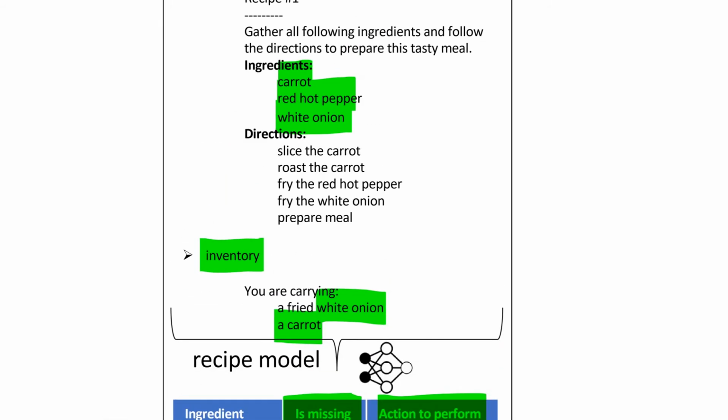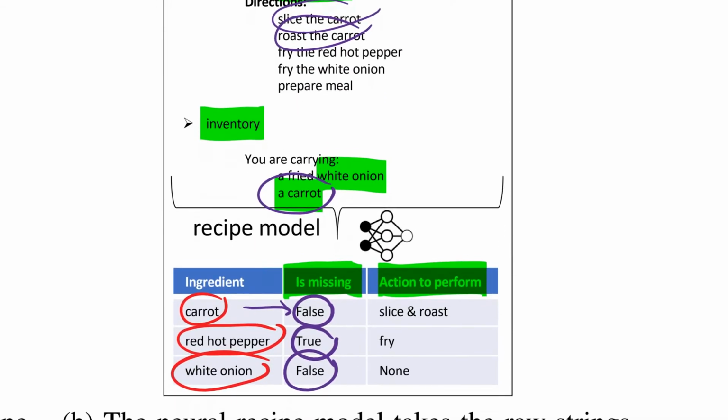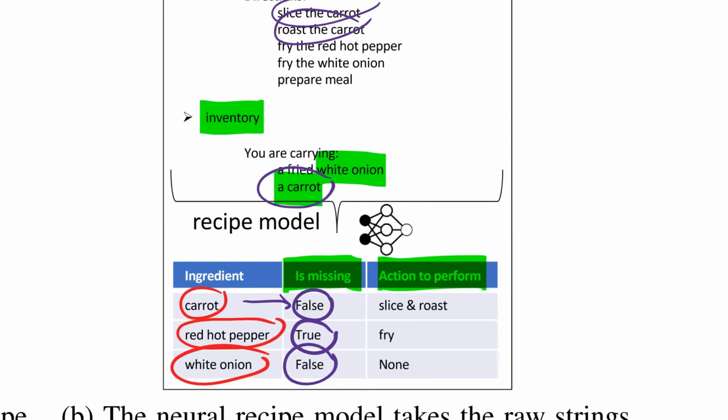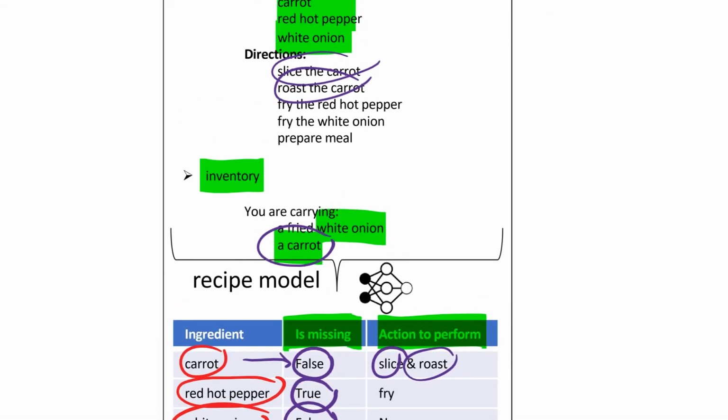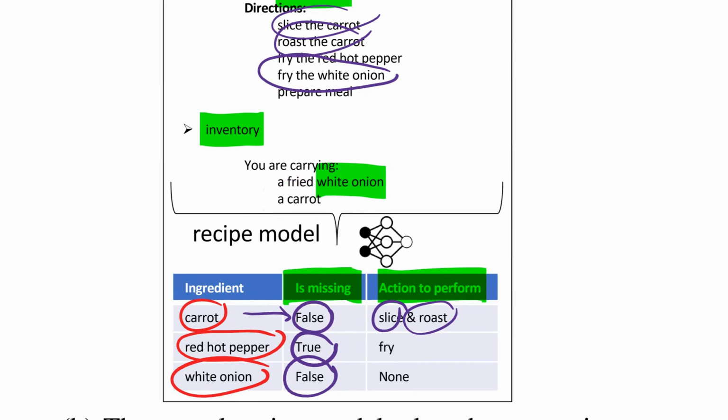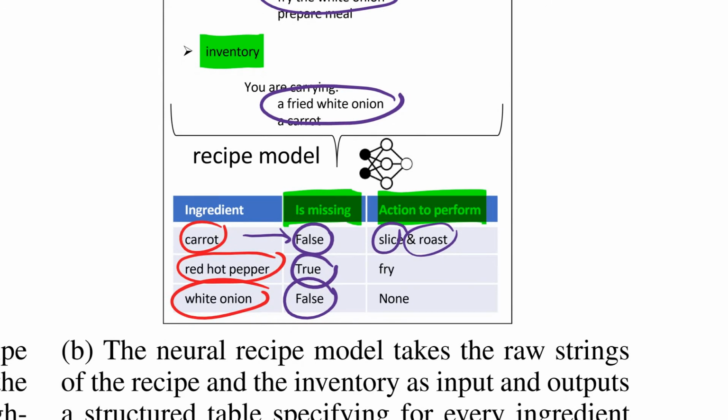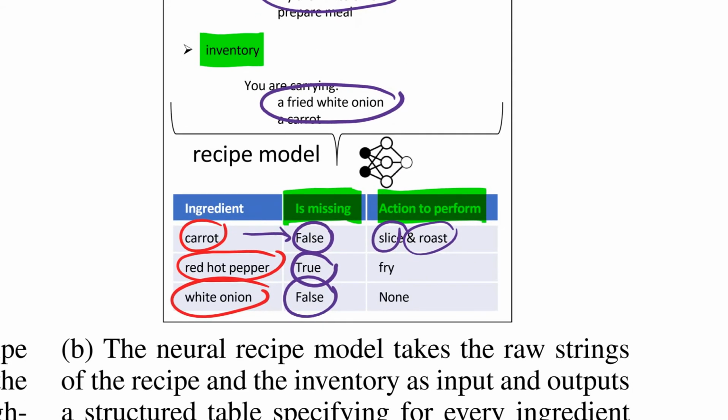Then it also, for each of the ingredients, is supposed to tell you, this recipe model, what you still need to perform on it. So here it says, slice the carrot, roast the carrot. And you simply have a carrot. It doesn't say sliced or roasted. That means it's not sliced and roasted. So the recipe is supposed to output, you still need to slice and roast the carrot. Here, for example, for the white onion, it says fry the white onion. And as you can see in the inventory, it says you're carrying a fried white onion. So for the white onion, you see, we don't need to do anything anymore.